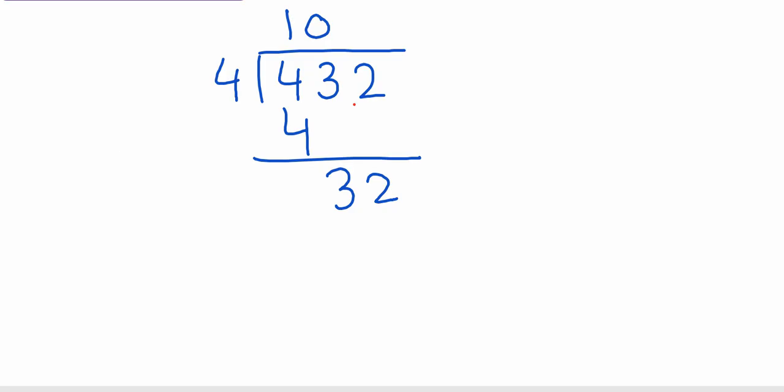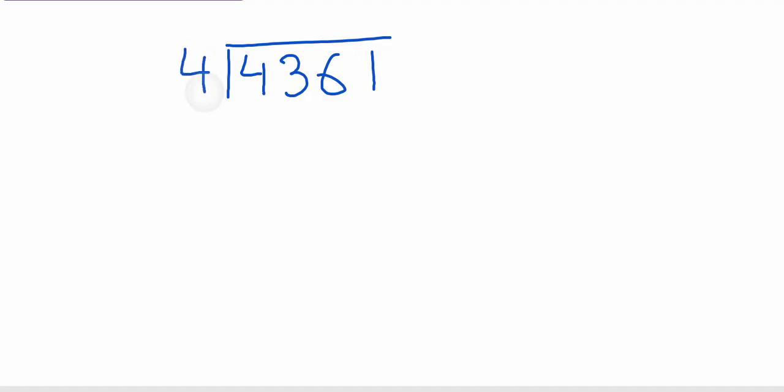So, 4 8 times is 32. Here your answer is 108. Okay, now we will do the next question. In this next question, I will tell you what number cannot be a remainder.